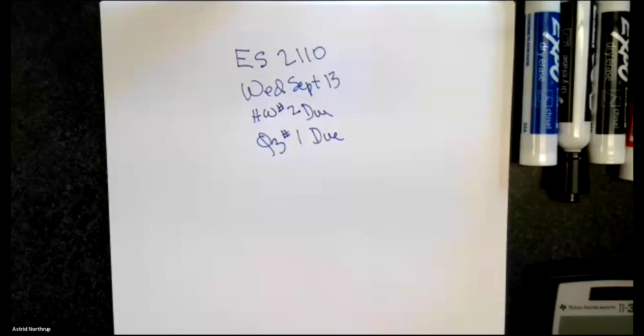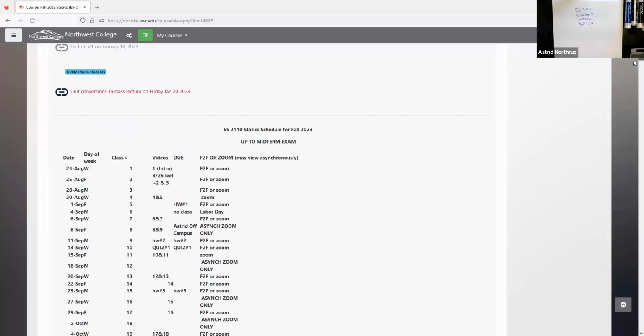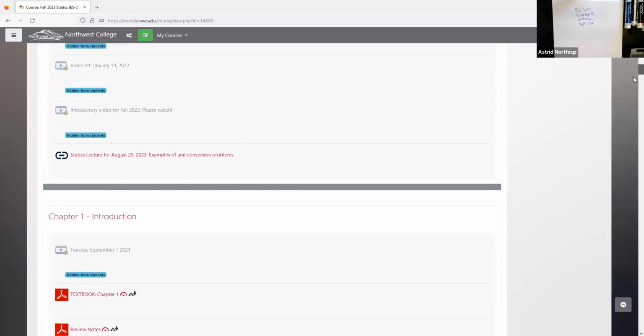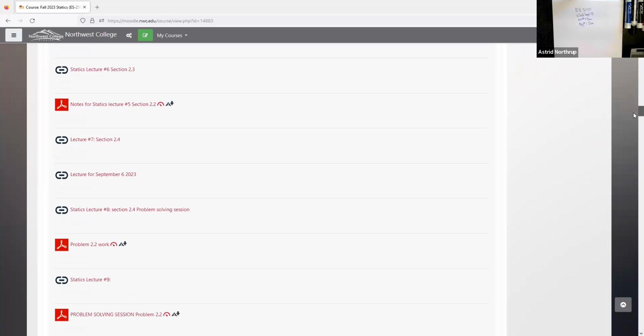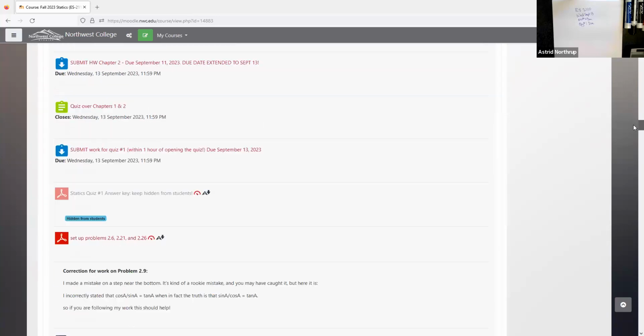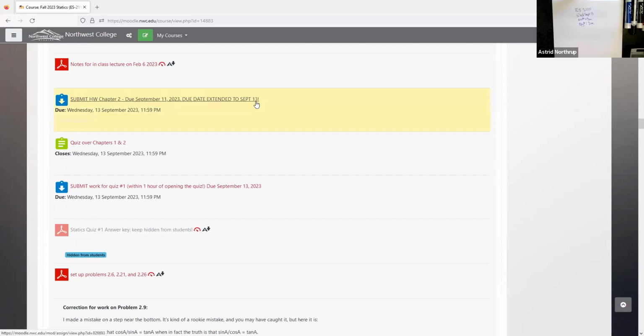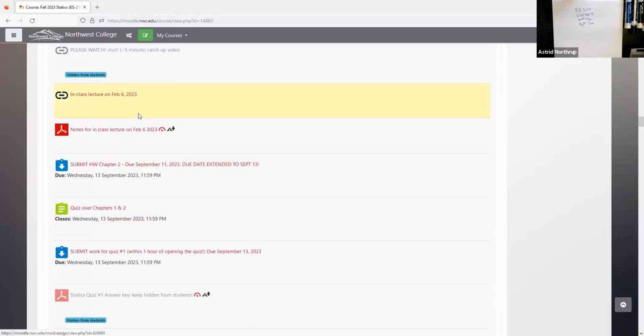If we refer to our Moodle page here in statics, we learn that it is a big day because the chapter 2 homework is due. It was originally due Monday, but I realized that was not practical, so I extended the deadline till midnight tonight. We also have the quiz over chapters 1 and 2, which is due by midnight tonight. If anybody needs a little extra time, just let me know and we will take care of that. But I have a question on chapter 2.